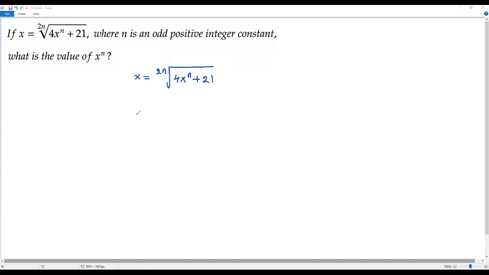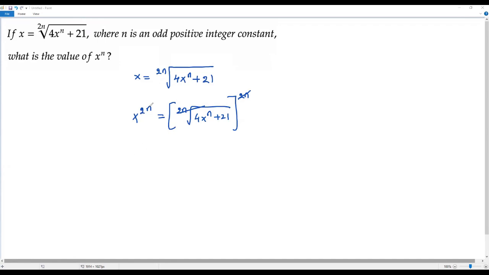Now let me raise the left side. That is x raised to the power of 2n. Let me do the same thing on the right side as well. That is the 2nth root of 4 times x to the power of n plus 21, raised to the power of 2n. Here this 2n and the radical with index 2n will cancel out.